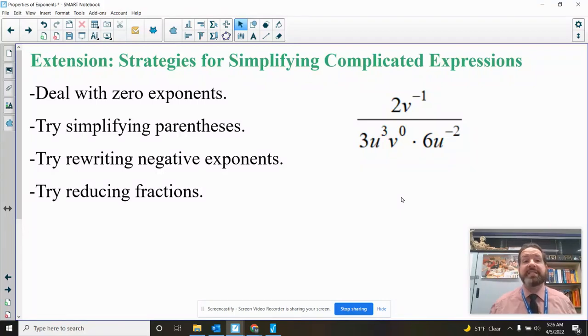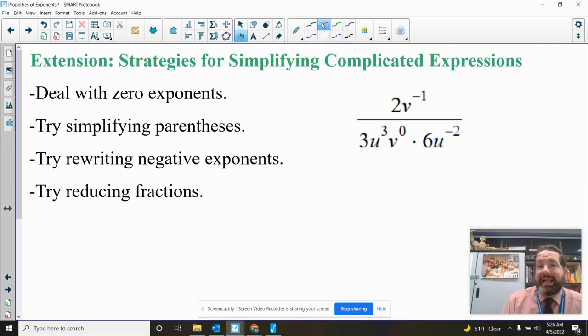This is just geared at those of you looking to do the extension practice. It turns out that some of these expressions are a little bit more complicated, but I'm going to give you some strategies to help make them less complicated. And in the end, it's really not so bad, even kind of fun. So here we go. Let's take a look at this.